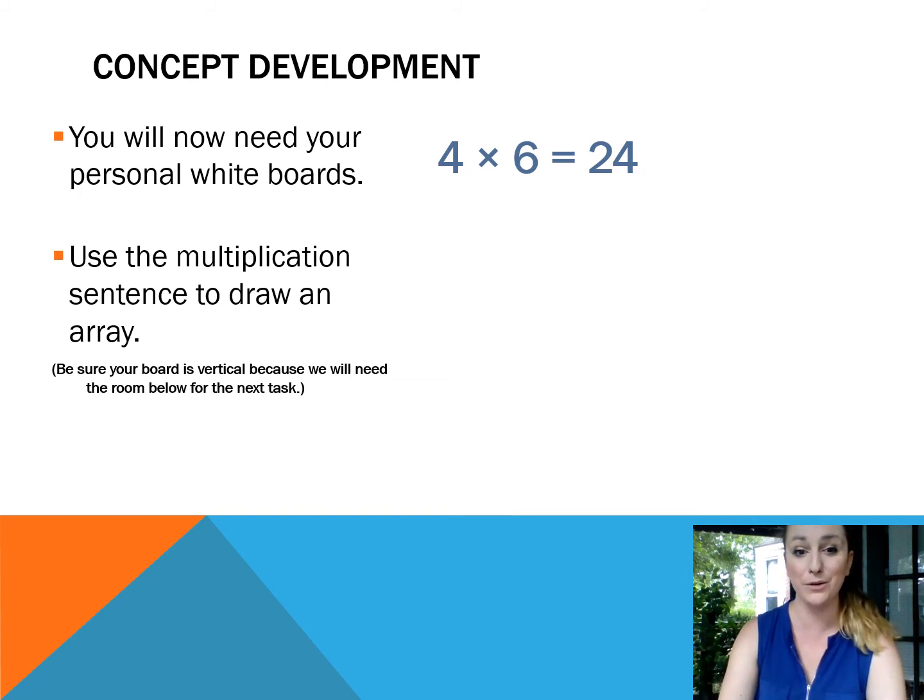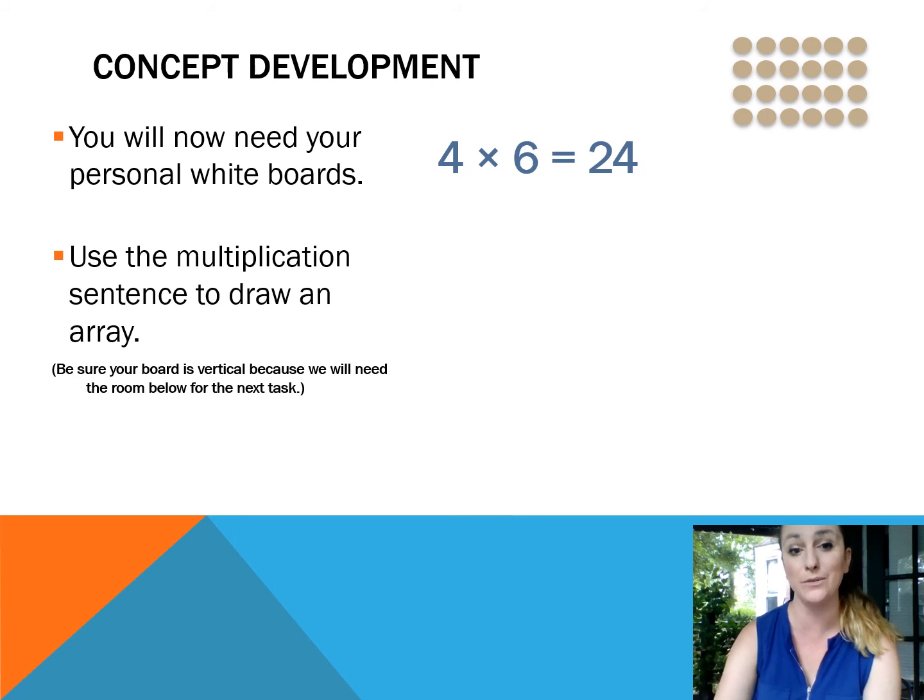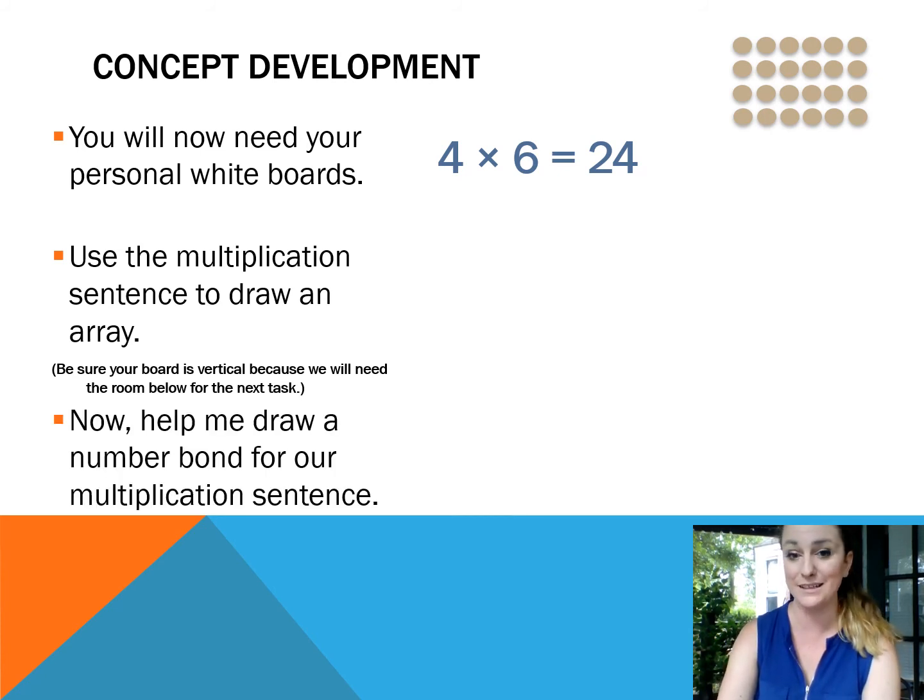You will now need personal whiteboards. Let's use this multiplication sentence to draw an array. Be sure that your board is vertical, meaning facing like a paper would, because we will need the room below for the next task. 4 rows of 6 represents 4 times 6 equals 24. You'll see that in my array with 4 rows of 6.